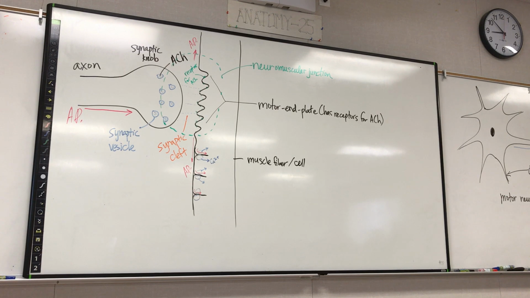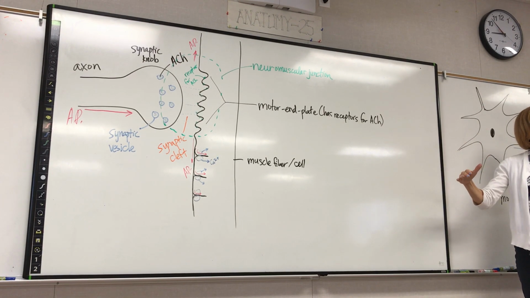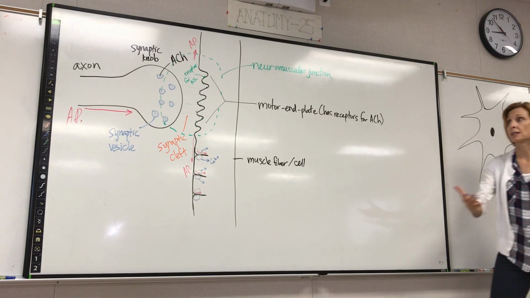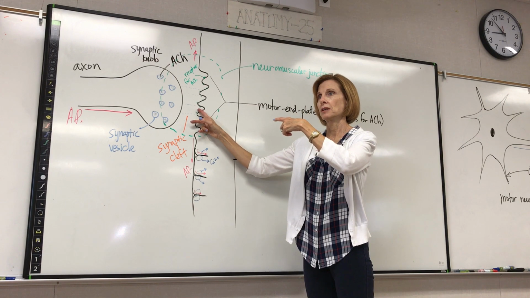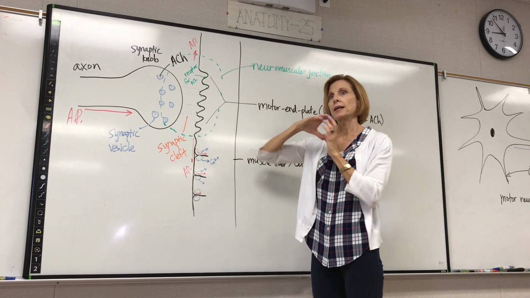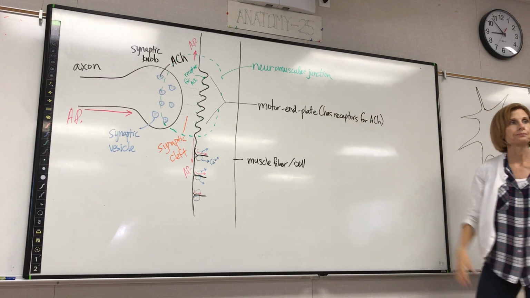You guys have any questions on that? So when you're running through those steps leading to muscle contraction, you can add: action potential travels down the axon, acetylcholine is released and binds to receptors on the motor end plate, and then that causes the action potential in the muscle fiber.